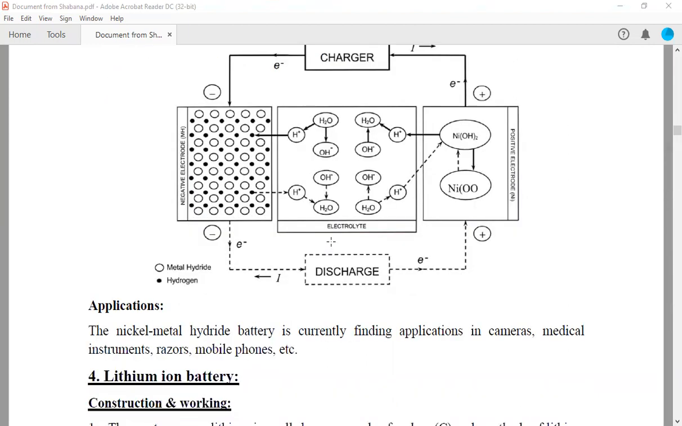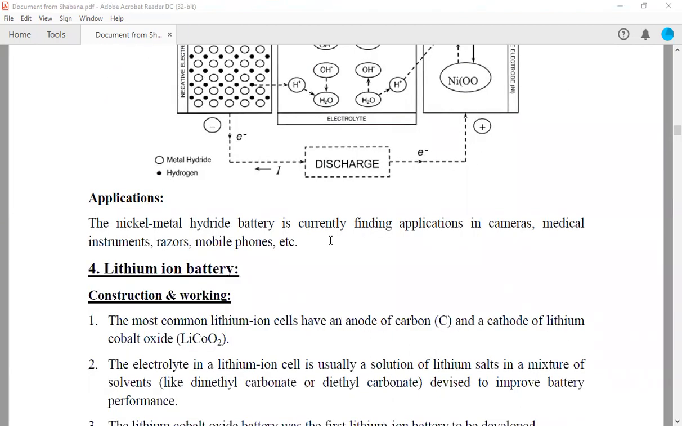So coming to the application, the nickel metal hydride battery is currently finding its application in cameras, medical instruments, razors, and mobile phones.